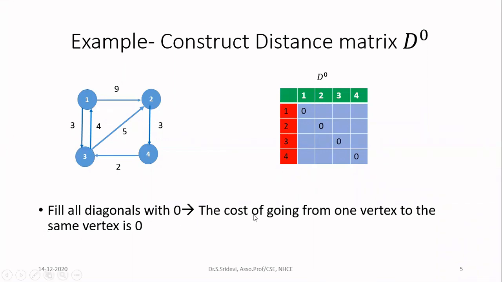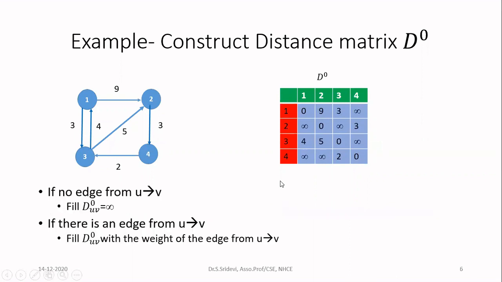It is going to give the cost of going from one vertex to the same vertex. So we are filling with 0. So after you fill the diagonal, you are going to fill the remaining cells in your matrix. To fill the remaining cells, we are going to check whether there are edges between two vertices.